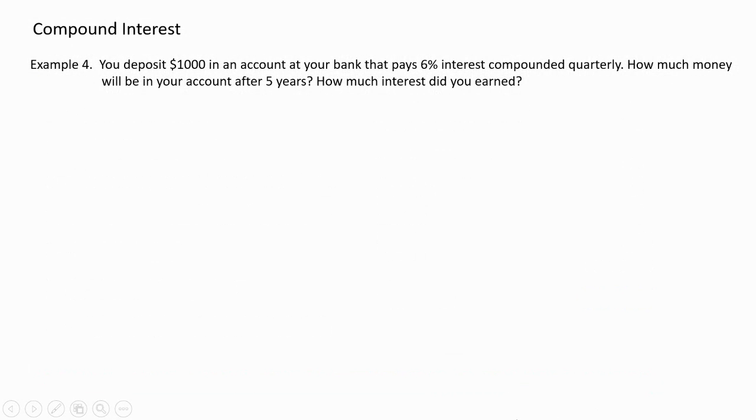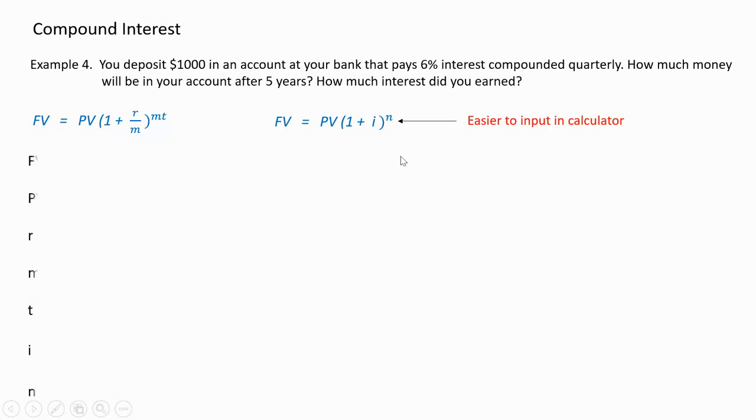Okay, now an example. Example 4. You deposit $1,000 in an account at your bank that pays 6% interest compounded quarterly. How much money will be in your account after 5 years, and how much interest did you earn? Okay, so here's a scenario. There's my formula. Remember, it's easier to use the one on the right because it's easier to plug into the calculator.